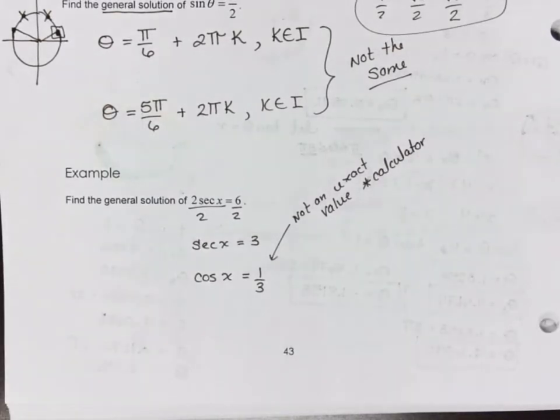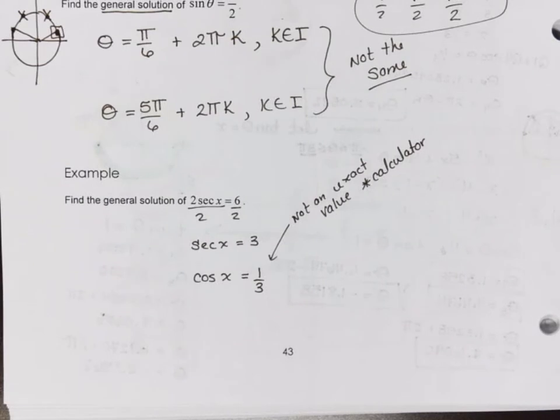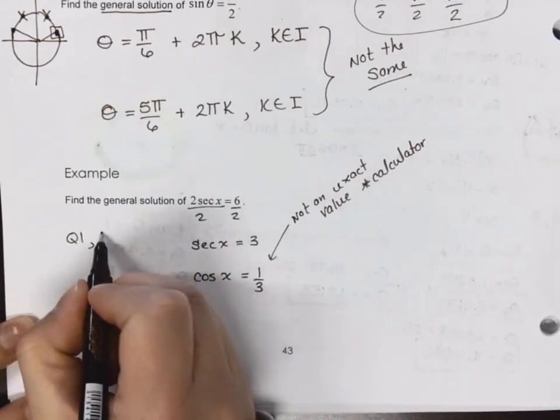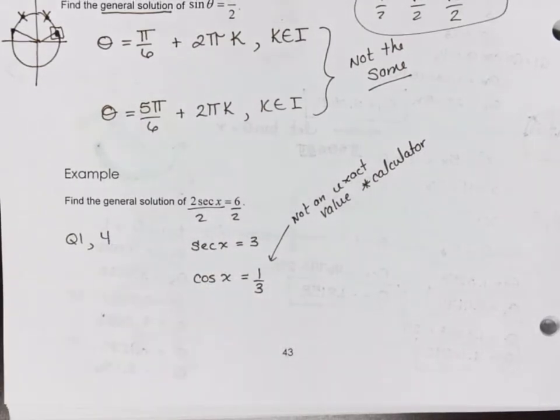Right, so I need to know my rules. This is like the stuff we did yesterday. Where is cosine positive? Quadrants 1 and 4, right? We're good with that? So we're going to solve for quadrant 1 first.